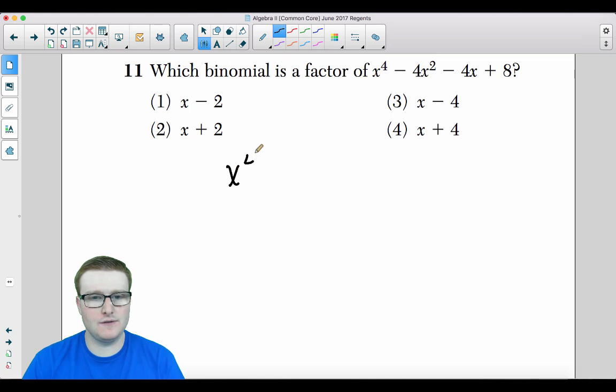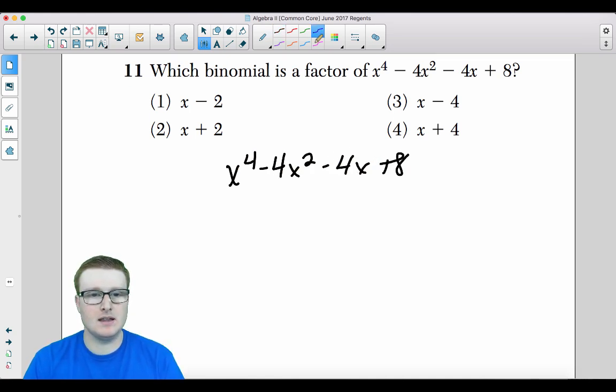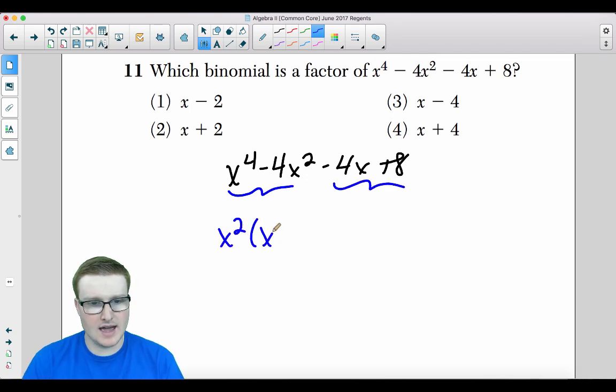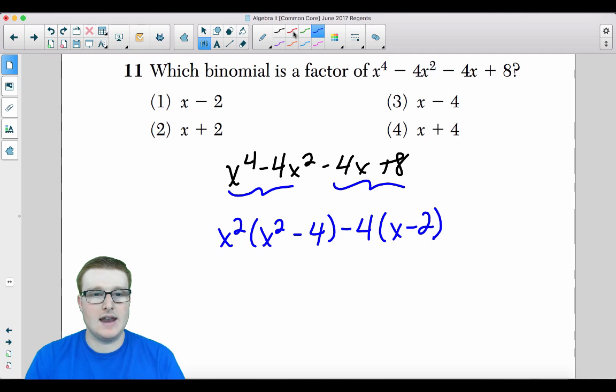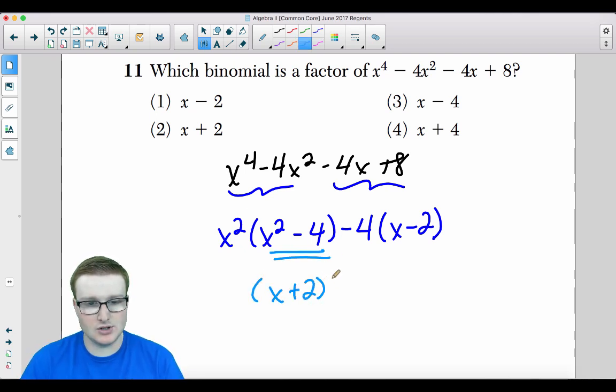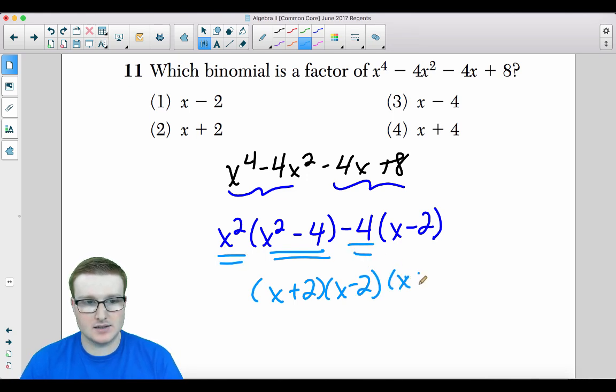If we take x to the 4th minus 4x squared minus 4x plus 8, let me try this first. We're going to group factor this and this. Take out an x squared, we're left with x squared minus 4. Take out a minus 4, we're left with x minus 2. Now we could factor this to x plus 2, x minus 2. We're going to combine these to x plus 2, x minus 2.